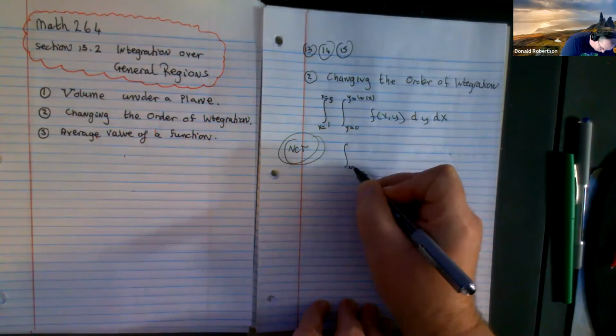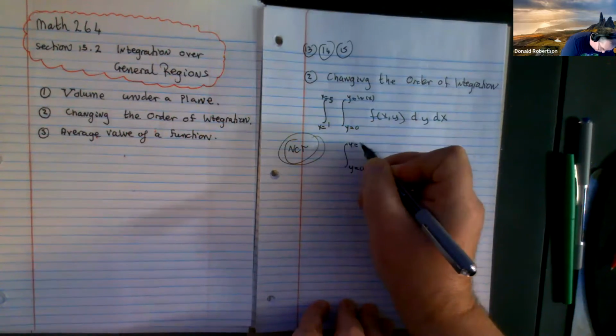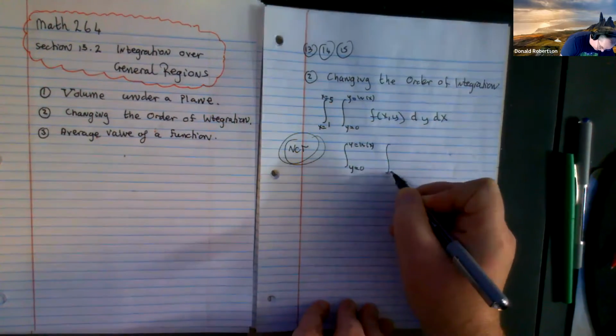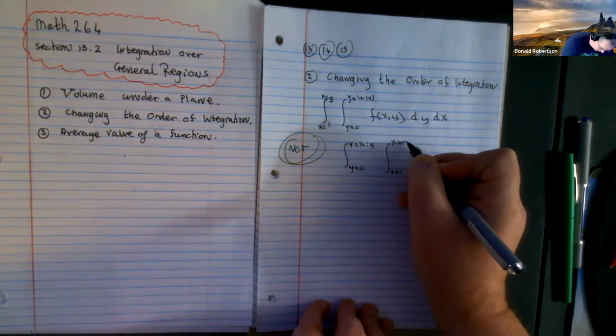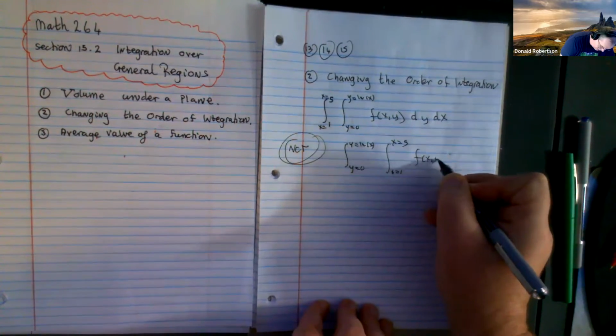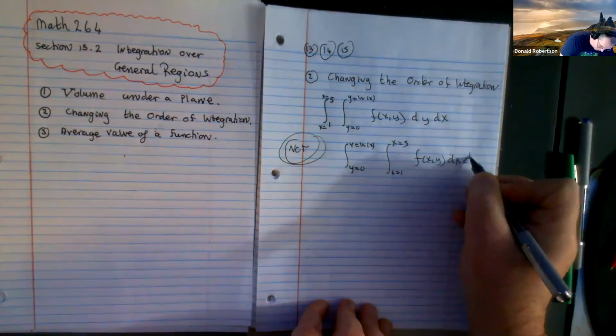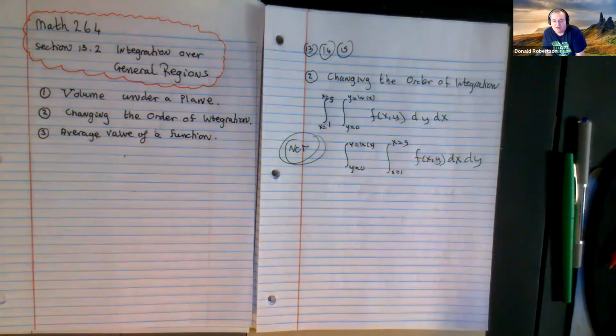Well, I just make y equals 0, y equals log x, and I make x equals 1, x equals 5, and then I just write this guy, and I switch the x's and the y's. Why is that not going to get you any reasonable answer, no matter what function f of x y is? Why is that the wrong way to do this?